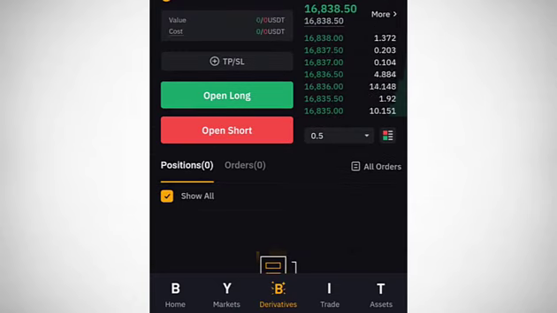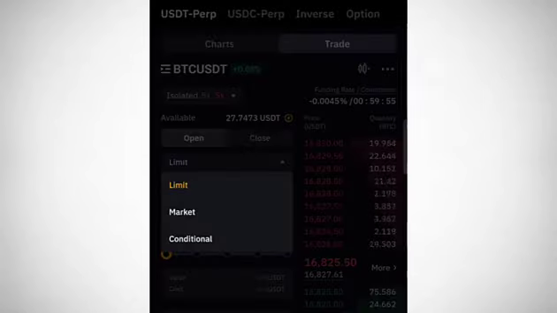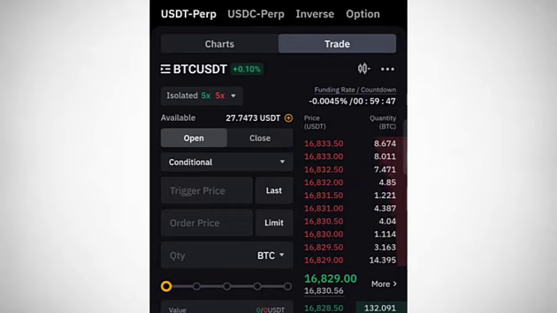So that is for the market order. Now that you have the understanding of market order and limit order, let's now study the conditional order. When you click on limit, you select conditional order. You see a trigger price and you see order price. This trigger price is where you are going to be putting the conditional price, while the order price is the exact price by which the exchange will execute your order.